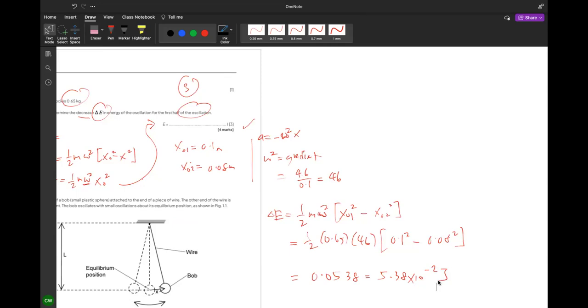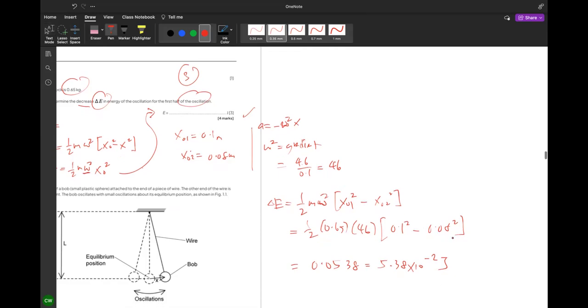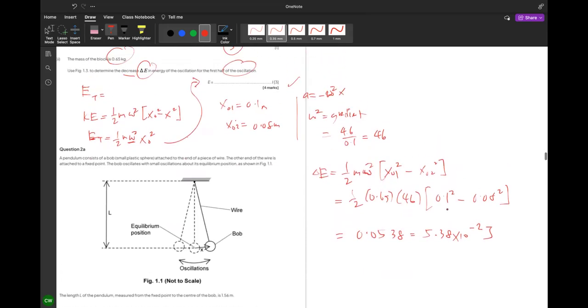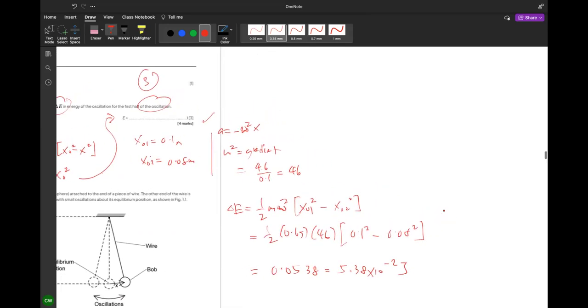Why is it a different one? Correct. Square the bracket, not the number. Square the bracket, not the number. Cannot. Okay, now you know why. Check by yourself.